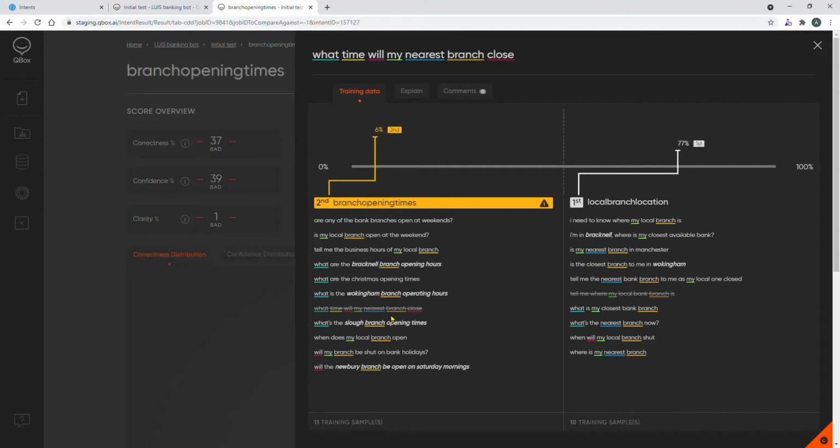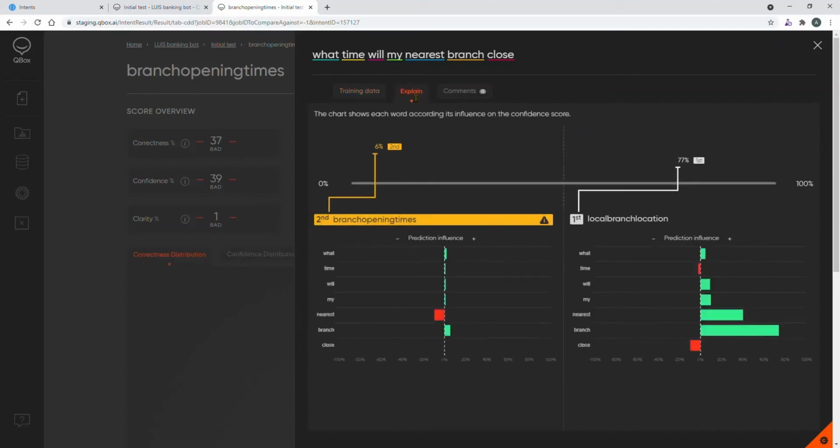By looking at these highlighted words, it gives a good indication of why there's confusion here. But to get a deeper analysis, we should use the explain feature. And I've already hit the perform deep analysis button just for speed. This shows a chart with each word in the utterance and how much influence, either negatively or positively, that word has on the prediction. So this confirms the main words influencing the utterance to return the incorrect local branch location intent are nearest and branch, as they're shown in green, meaning they're having a strong influence on the prediction.